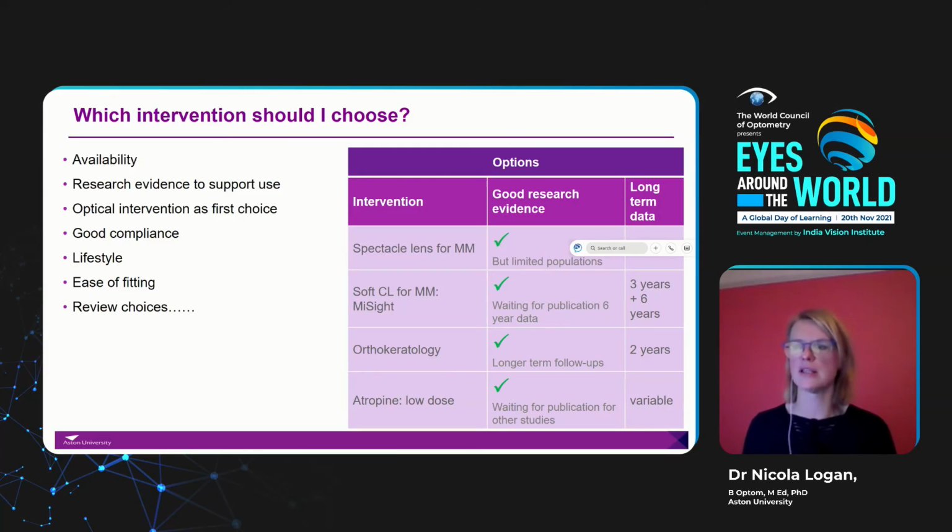I typically use an optical intervention as the first choice, and that's because these children are myopic. They still need a correction. So if I'm giving them correction and I've got an option for myopia management in an optical form, then I'm going to use that.